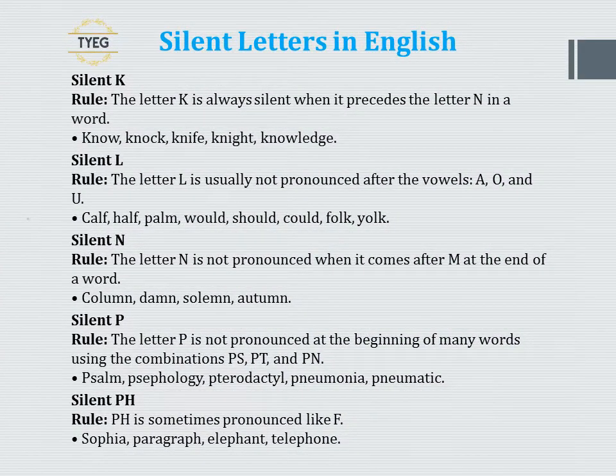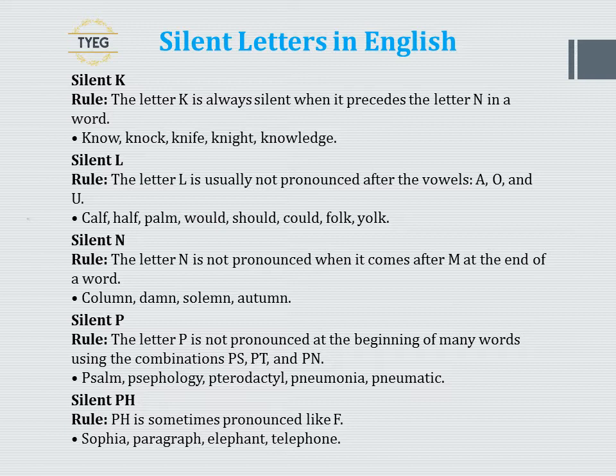Silent K rule. The letter K is always silent when it precedes the letter N in a word. Know, knock, knife, knight, knowledge. Silent L rule. The letter L is usually not pronounced after the vowels A, O, and U. Calf, half, palm, would, should, could, folk, yoke.